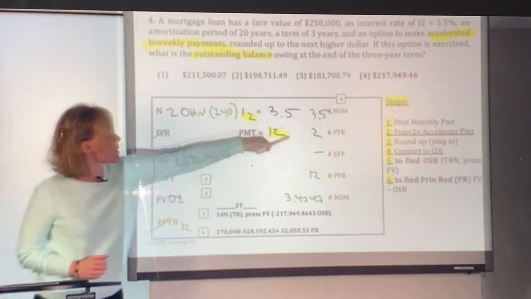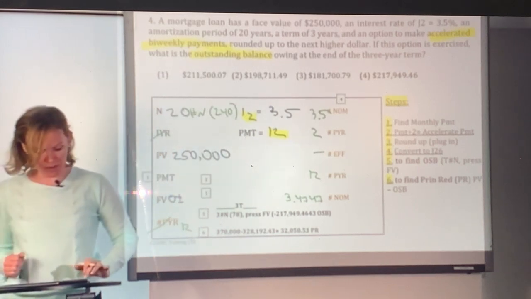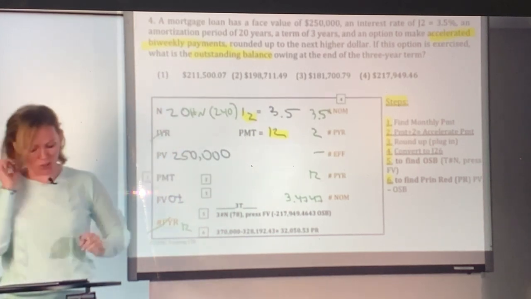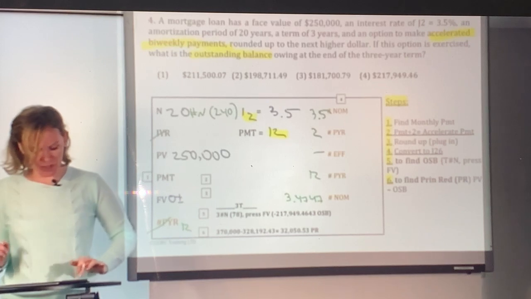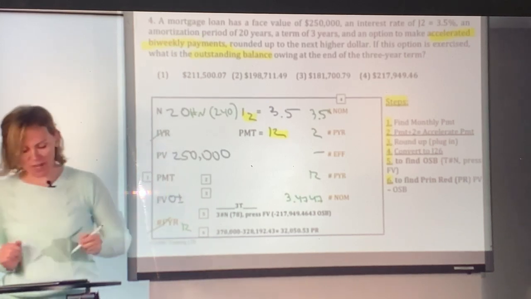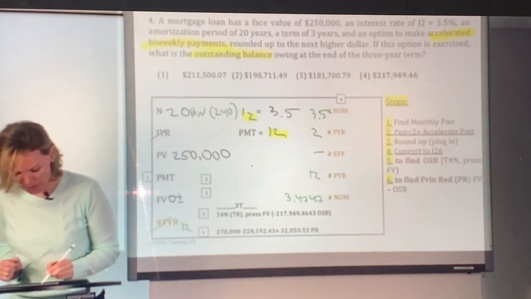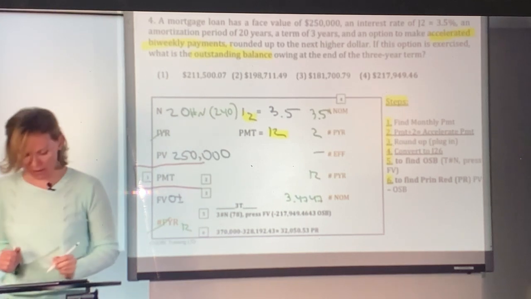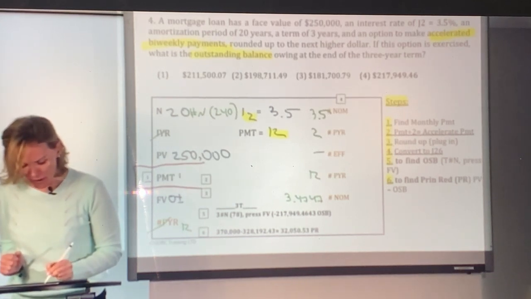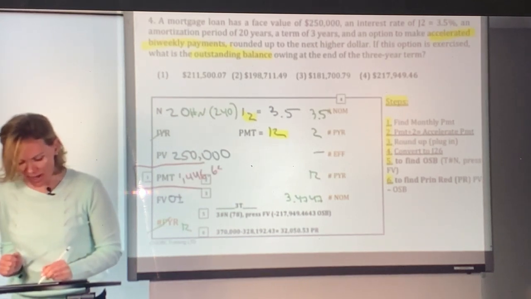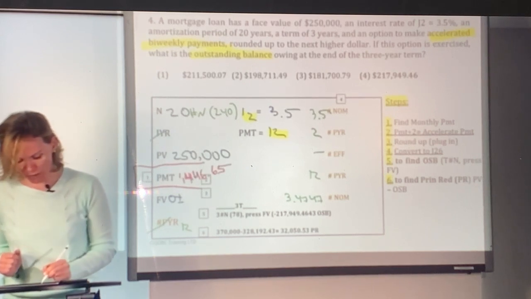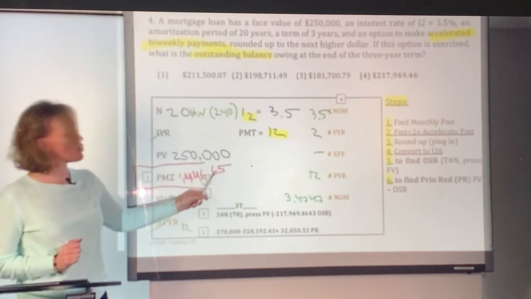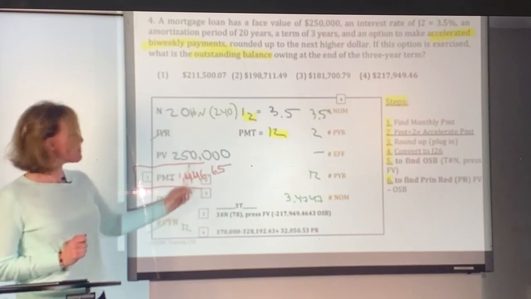So after you finish the NPEPN, go from the top and do 20 shift N. It will come up as 240 months, 250,000 PV, 0 plus minus future value, and then we're going to find the payment first. Okay, so that's step number 1, we're going to find the payment. How much did the payment come up to? What did you get? Mine came up as a negative 1,446.65. That's what I got.